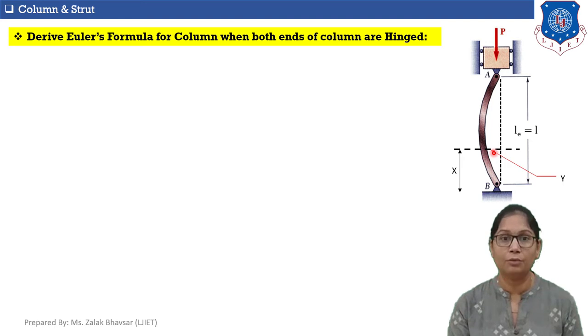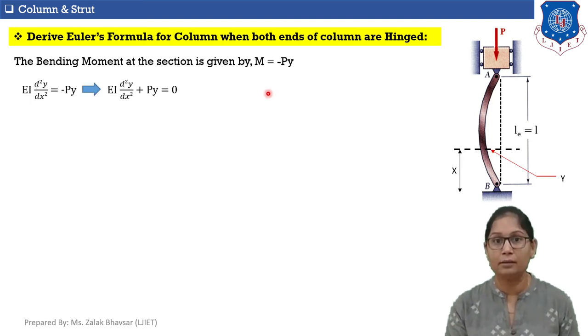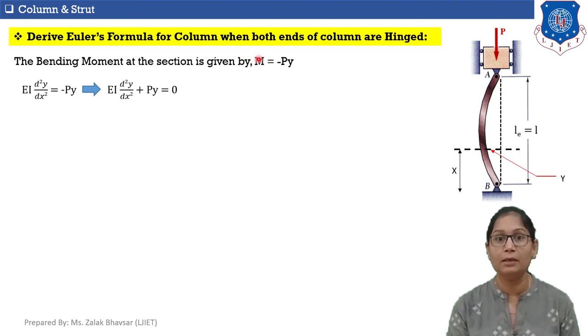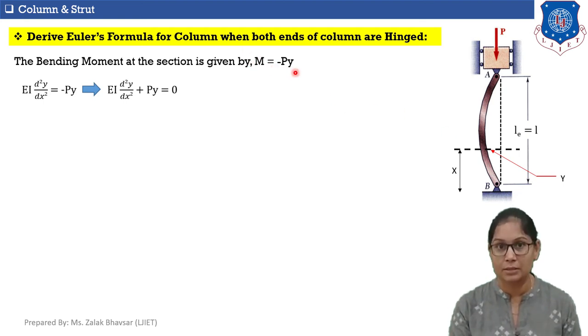Now the bending moment at the section is given by, so I am taking a section at a distance x from point B, then the bending moment M at this section will be minus load into distance. So here the load is P and the distance is y. So I can say that the moment M is equal to minus P into y.